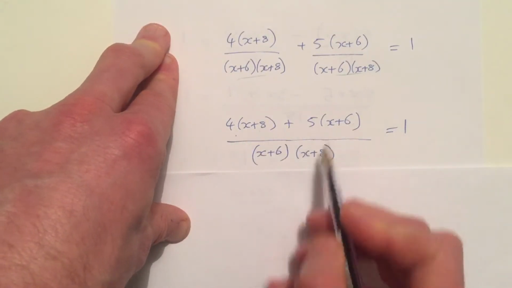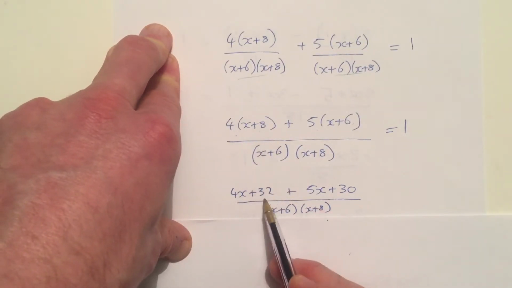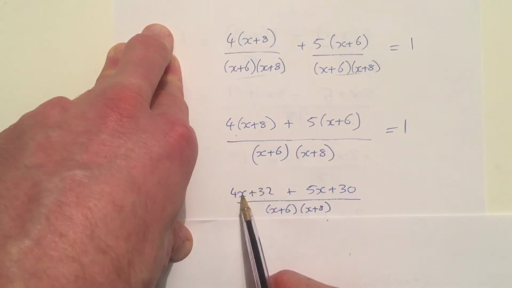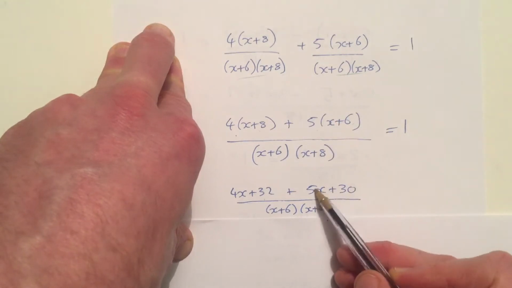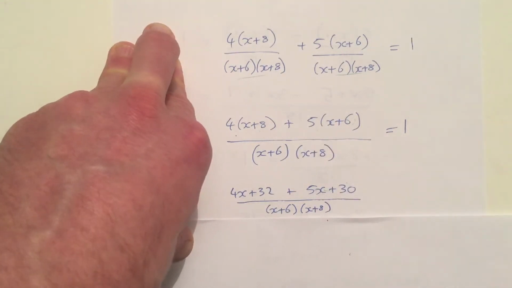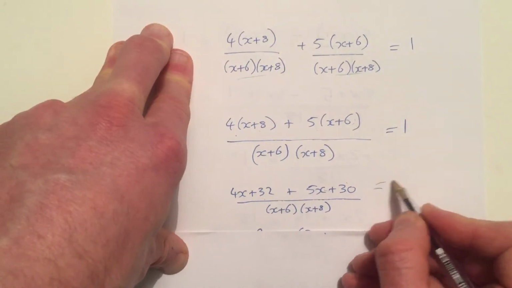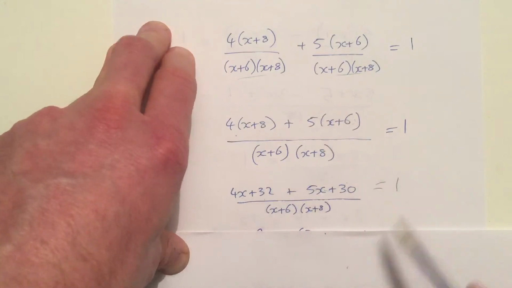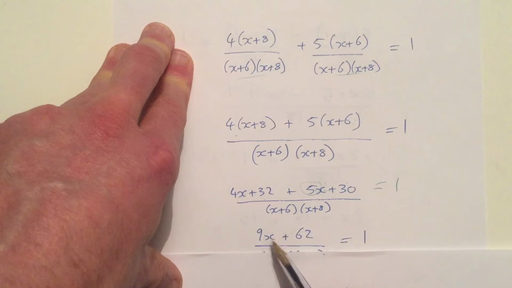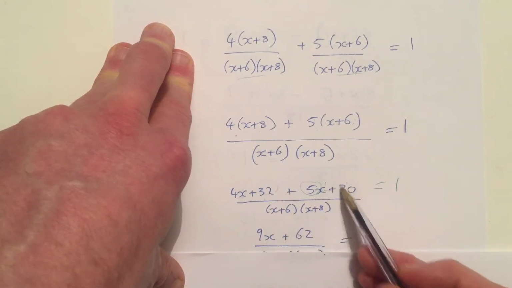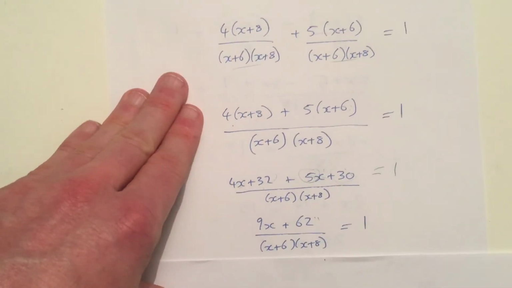If I now expand these brackets on the top, I've got 4 lots of x is 4x, 4 lots of 8 is 32. 5 lots of x is 5x, 5 lots of 6 is 30. And that's all I've done so far. I've just multiplied those brackets out. If I collect up these like terms, I've got 4x plus 5x is 9x. 32 plus 30 is 62. So that's all I've done at that step.